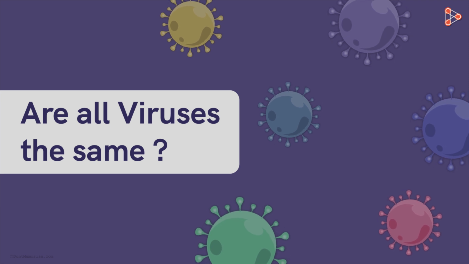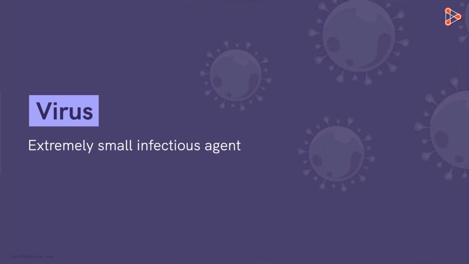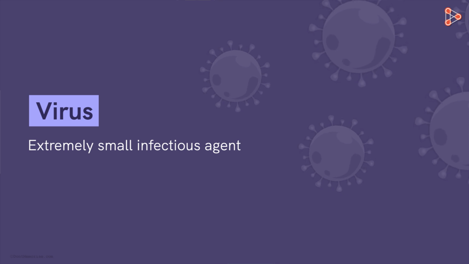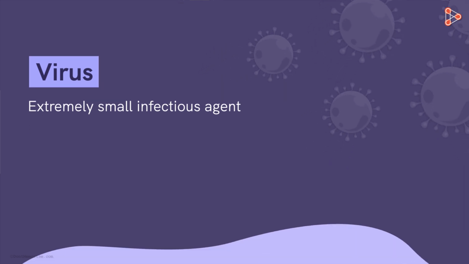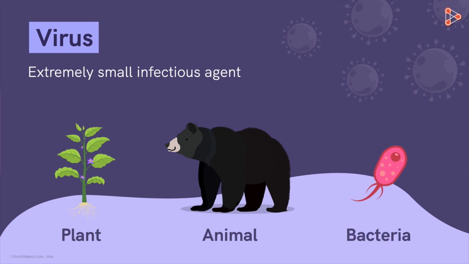Are all viruses the same? Let us step back for a bit. What is a virus? A virus is an extremely small infectious agent. It infects all types of life forms, from animals to plants, and even other microbes like bacteria.